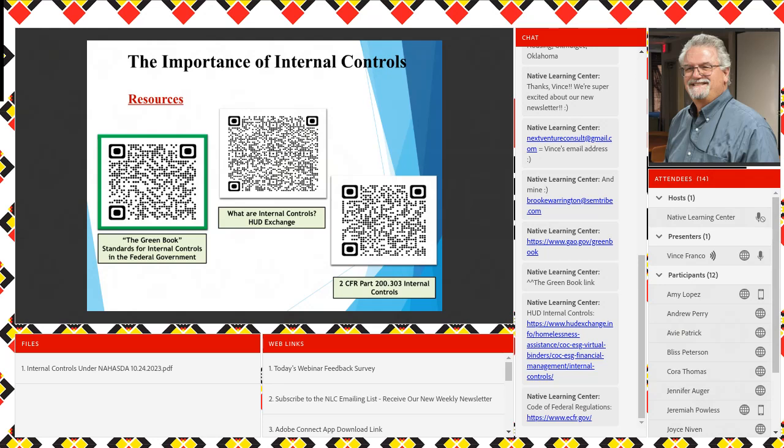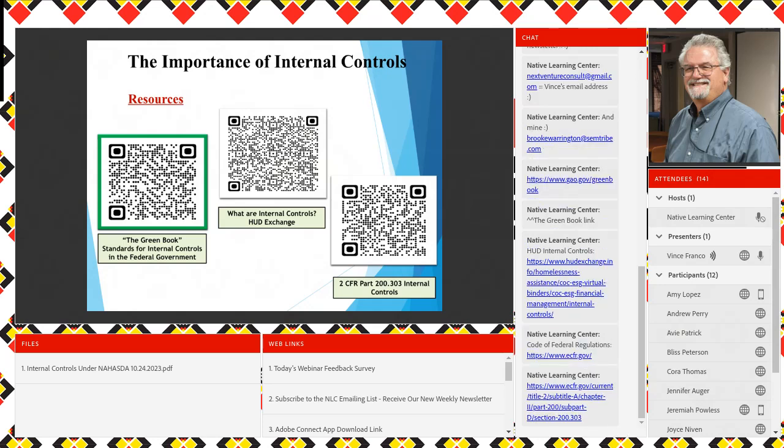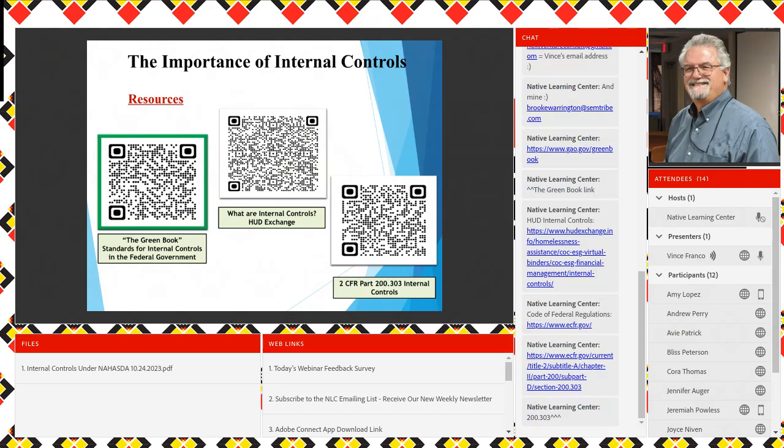And here's the rub. When you go to this site and look at 2 CFR Part 200.303, you're not going to see very much. It's one of those regulations that is vaguely written. Thank you, federal government. There's not much there. In some of the other citations, there's a lot of detail. They tell you exactly what to do. But when it comes to internal controls, they do not give you a lot of guidance.